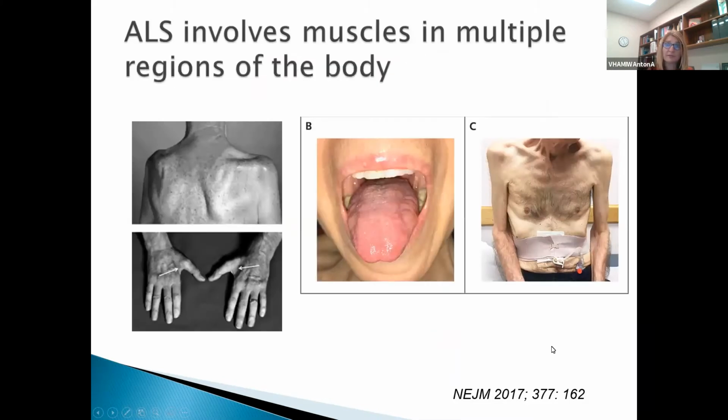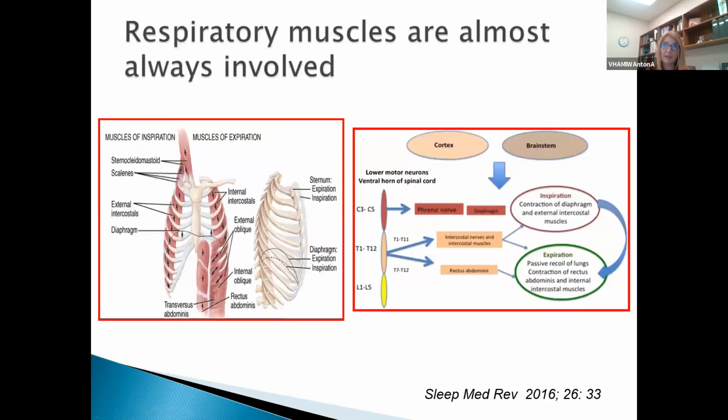And the weakness and the atrophy of the muscle does occur in multiple areas of the body. On the left, you can see loss of muscle on the back and neck area, as well as the hands on the bottom left corner. And on the right, on panel B, you could see tongue atrophy and furrowing. And on the C panel, you can see atrophy on the chest and the arms. This is a patient that has flail arm syndrome. And unfortunately, the respiratory muscles are not spared.